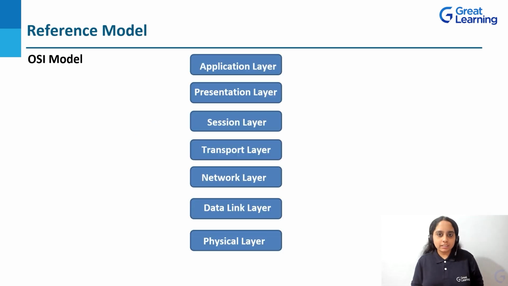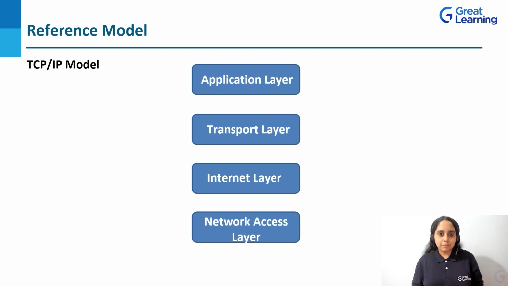The OSI model consists of 7 interconnected layers, and they are the physical layer, data link layer, network layer, transport layer, session layer, presentation layer, and application layer. The TCP/IP model consists of 4 layers, and they are the network access layer, internet layer, transport layer, and application layer.